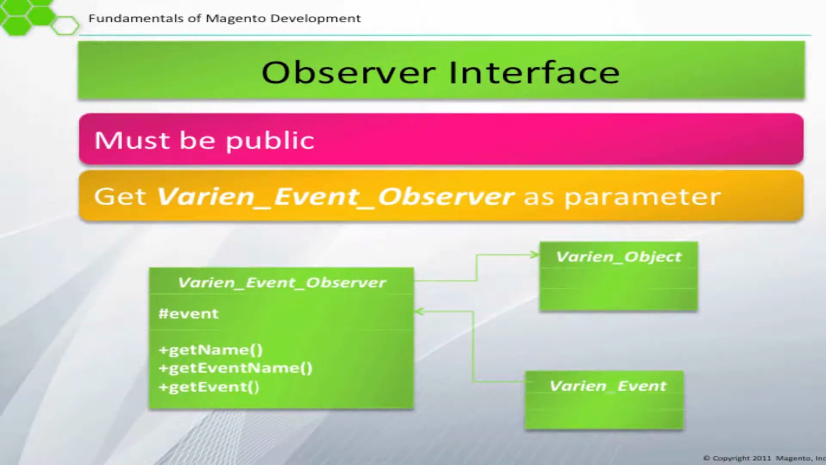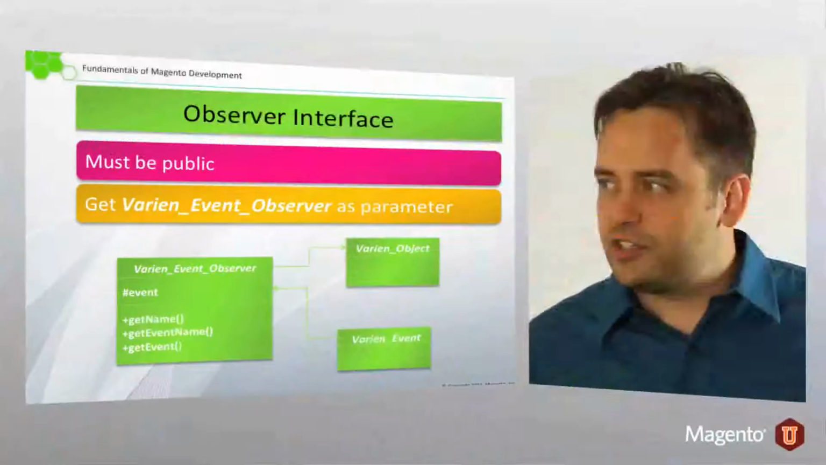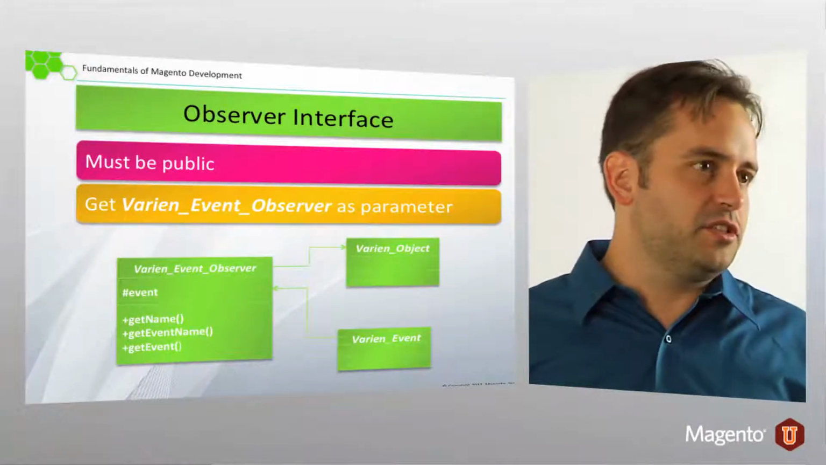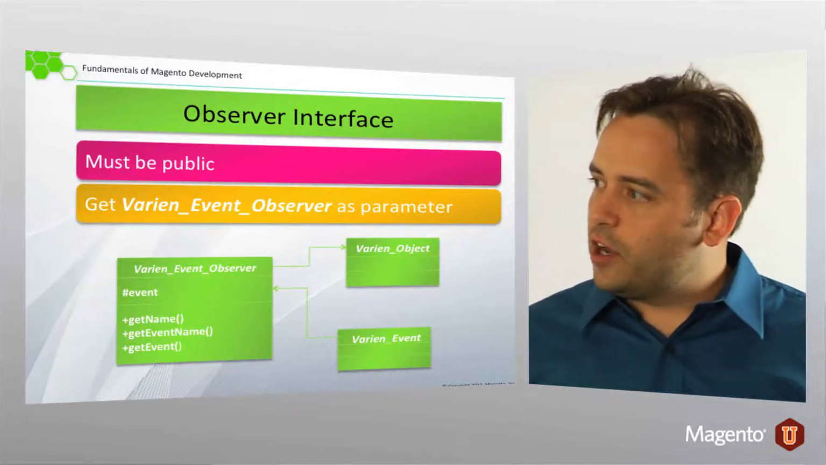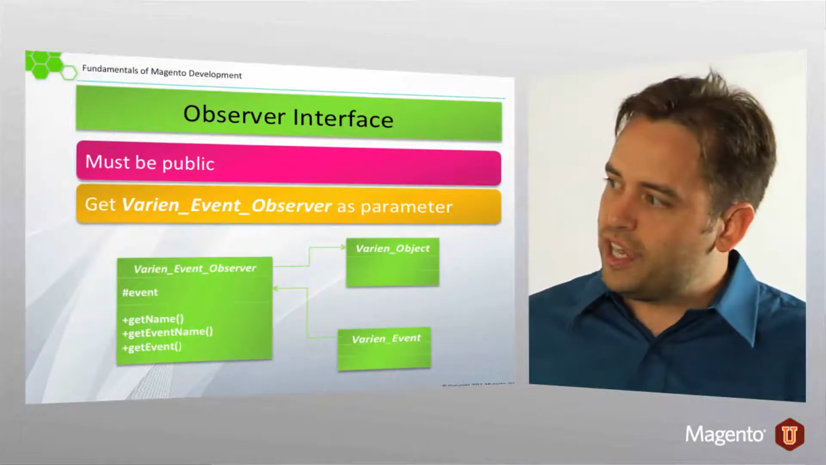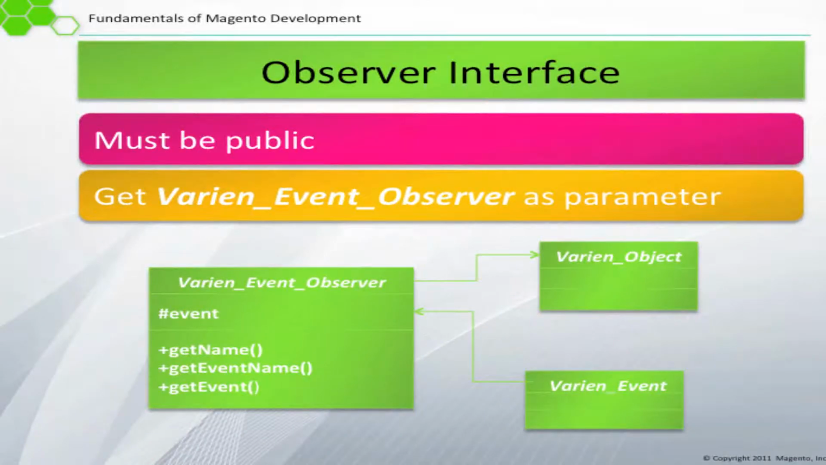As far as defining observers, they must be public, and they always receive a Varien event observer object as a parameter. Our example at the end of this lesson shows you just that. Inside there, you can always get at the event object through the observer using getEvent. You can also find out the event name using getEventName.